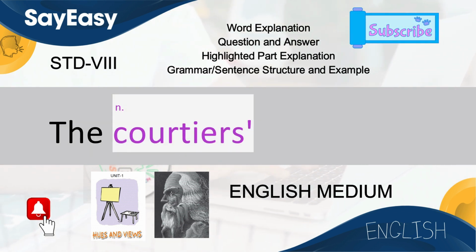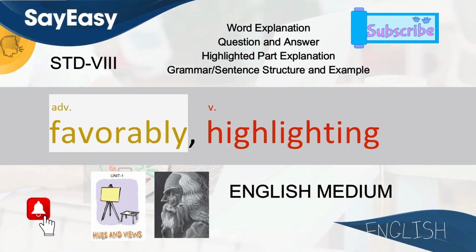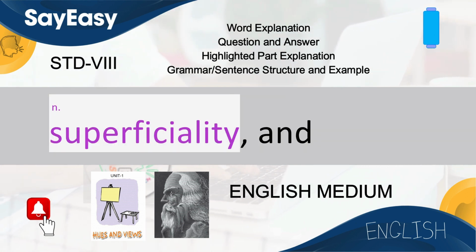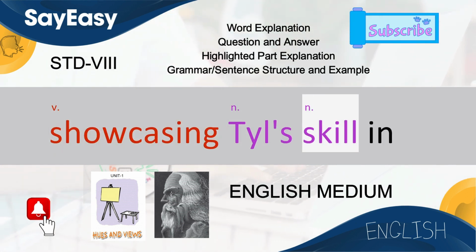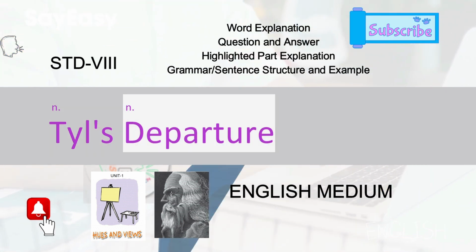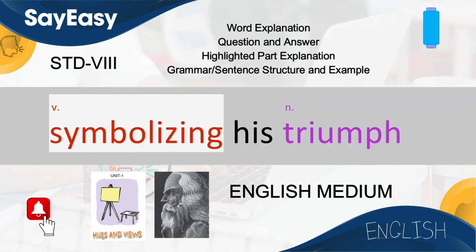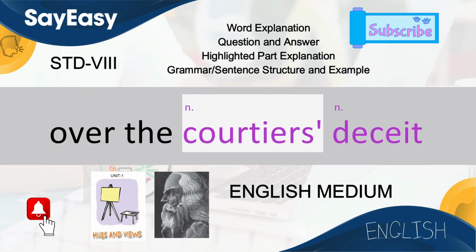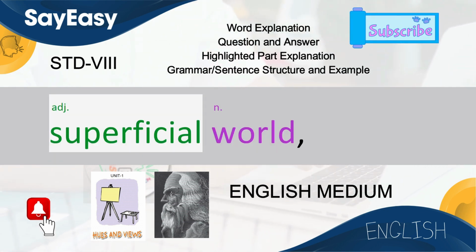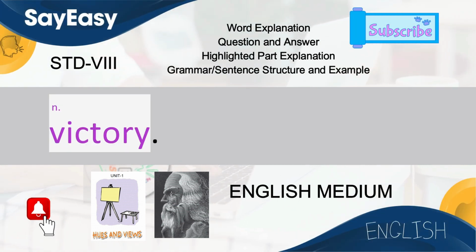Courtiers' admiration for the portrait. The courtiers' admiration for the portrait, believing themselves depicted favorably, highlighting their vanity and superficiality, and showcasing Tyval's skill in manipulation. Tyval's departure. Tyval's calm departure from the palace, symbolizing his triumph over the courtiers' deceit and vanity, and his rejection of their superficial world, marking his ultimate victory.